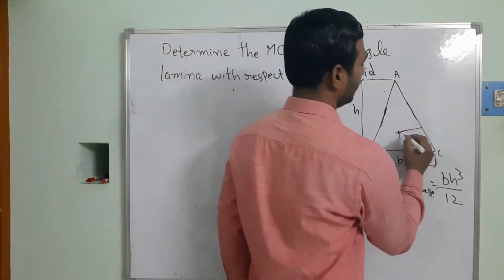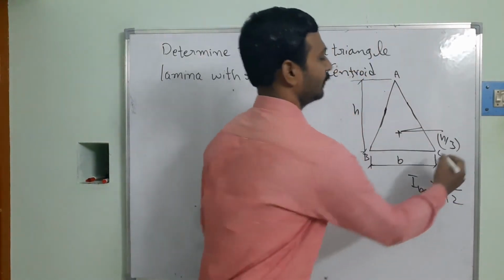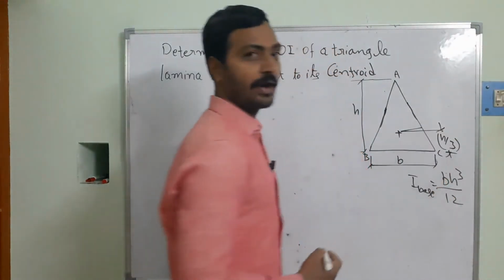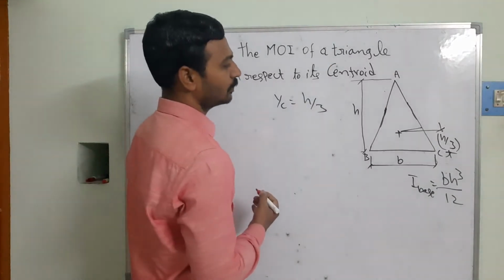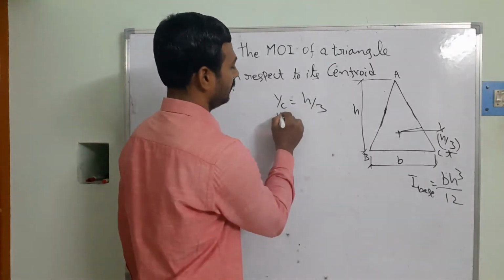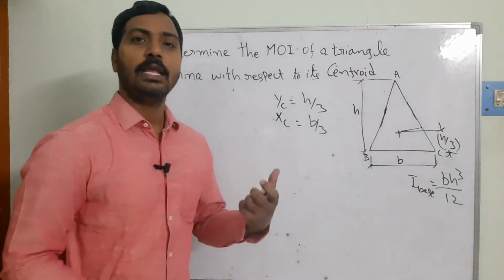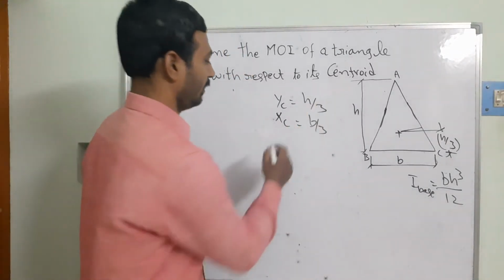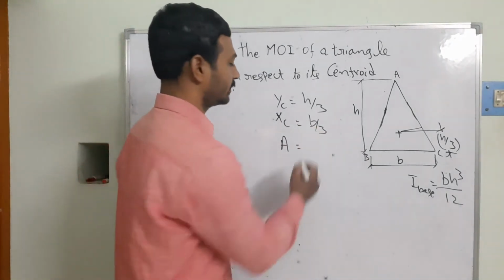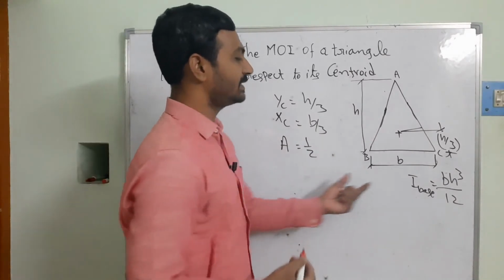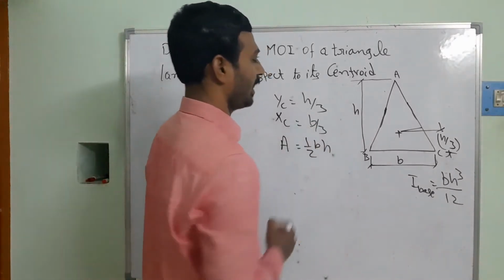So at a distance of h by 3 it is going to be there. So already we have calculated that yc is equal to h by 3, and xc is equal to b by 3. Then similarly we have to find out the area of the triangle. So the area of the triangle is equal to half into base into height. So I am taking half into base, which is b, and height, which is h.